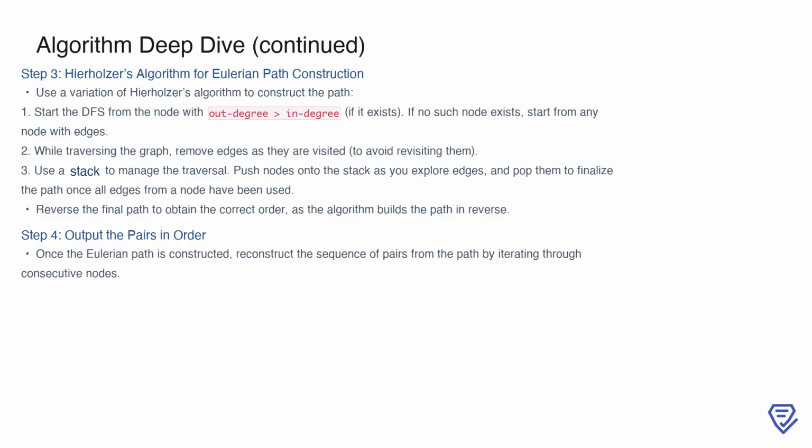As we traverse the graph, edges are removed once they are visited, this ensures that no edge is revisited. A stack is used to manage the traversal dynamically, allowing us to explore new edges while keeping track of nodes whose edges are yet to be fully processed. Once all edges from a node have been used, we pop it from the stack and finalize it as part of the path. Since this traversal builds the path in reverse order, we reverse it at the end to get the correct sequence. Finally, the sequence of pairs is reconstructed from the path by iterating through consecutive nodes.